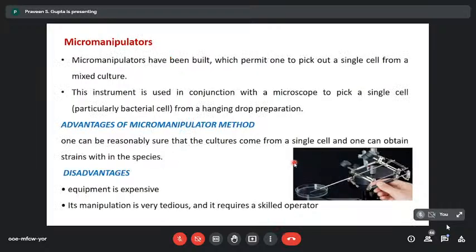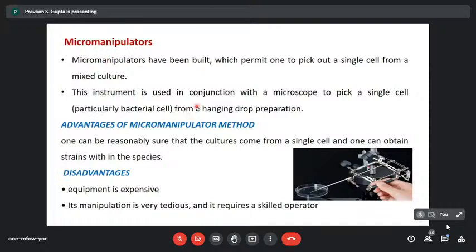Then there is another method which is not well known to everyone and not mentioned everywhere, but it is important nowadays. This technique is advanced, and many times advanced questions are asked by the examiners too. Micromanipulators.